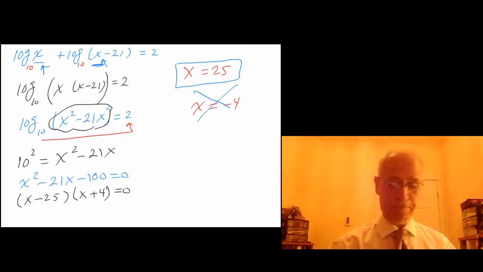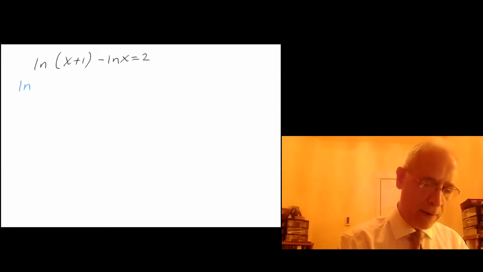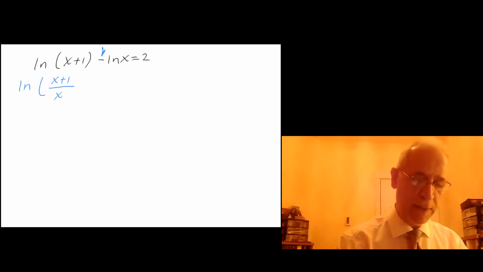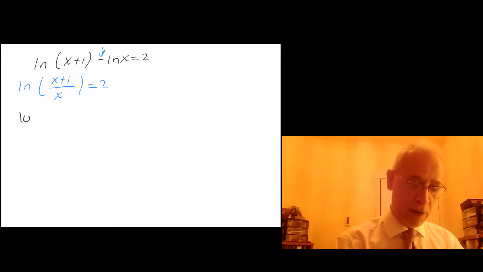Let's do another, maybe something with natural logs. Go to the next page. How about natural log of x plus 1 minus natural log of x equals 2? So of course I can rewrite this as natural log of x plus 1 over x, since there is a minus in here, equals 2. And I'm going to remind myself that natural log is log base e. So I have x plus 1 over x equals 2.